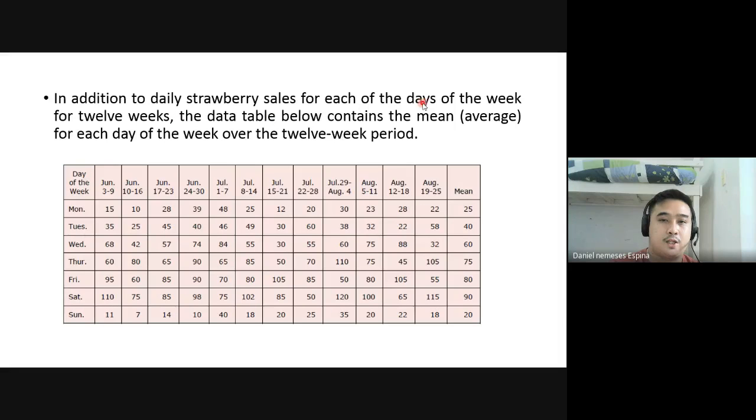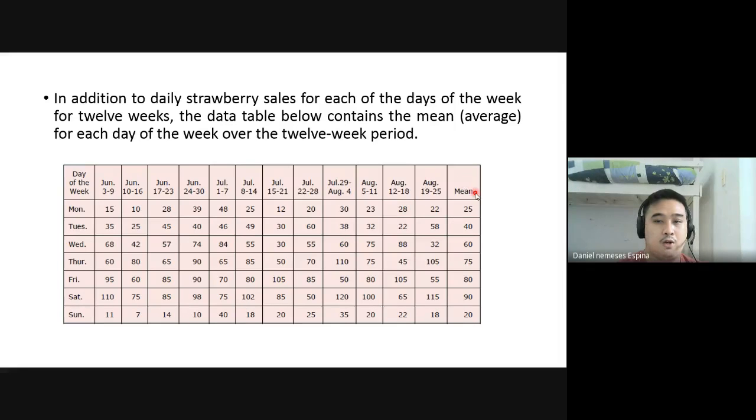So in addition to daily strawberry sales for each day of the week for 12 weeks, the data table below contains the mean, also known as the average, for each day of the week over the 12-week period. So from June 3 to 9, that's the first week, and so on until August 19 to 25. So these are the strawberry sales for each week. So Monday, every Monday, Tuesday, and so on until Sunday.